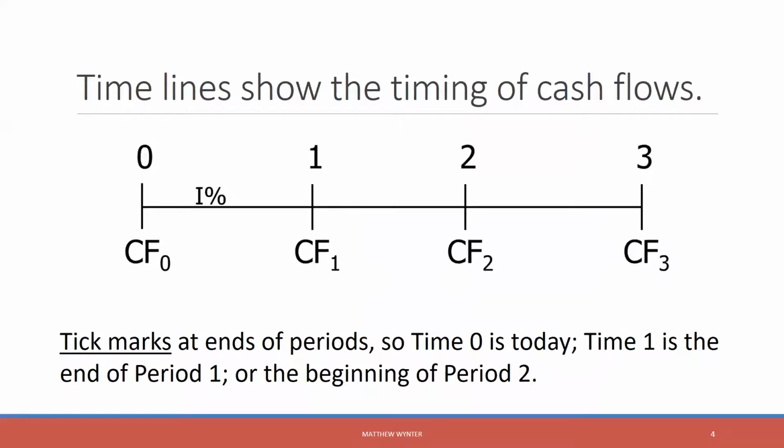Now, hopefully we can build on this idea. And what we'll see if we look at a more general timeline, we have our cash flows for each period. So period 0, 1, 2, and 3. And you'll notice the time subscripts. And in between each period, we have some discount rate, some interest rate, I%. Okay, so the tick marks are at the end of periods. So time 0 is today, time 1 is the end of period 1 or the beginning of period 2.